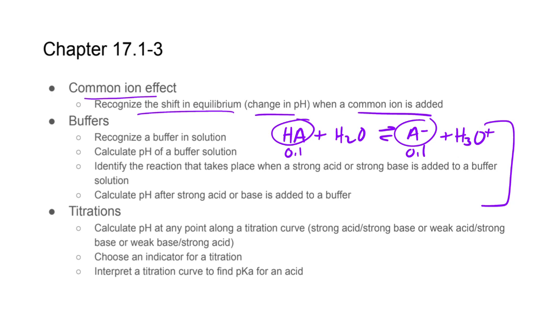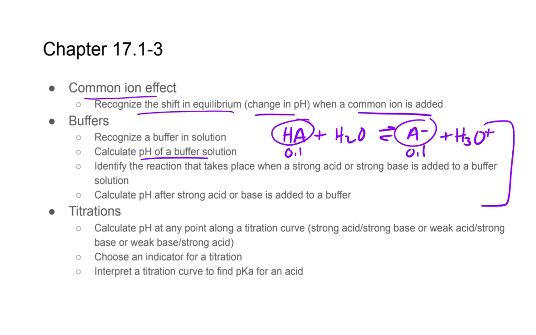We can physically take weak acid, conjugate base, combine them together. We can take a weak acid, add strong base to it to create the weak base, the conjugate base. That's what happens in the titration, okay? So be able to recognize solutions that are buffers.